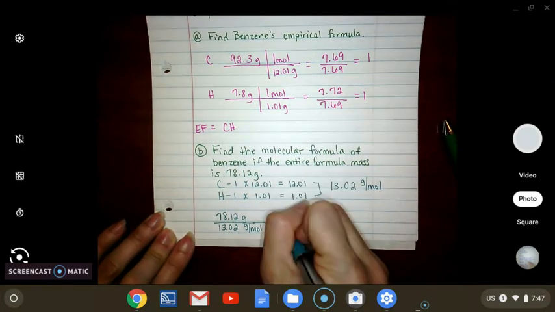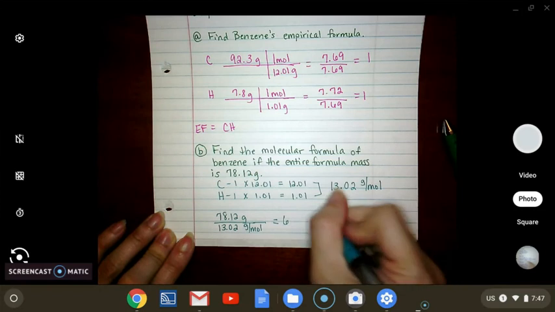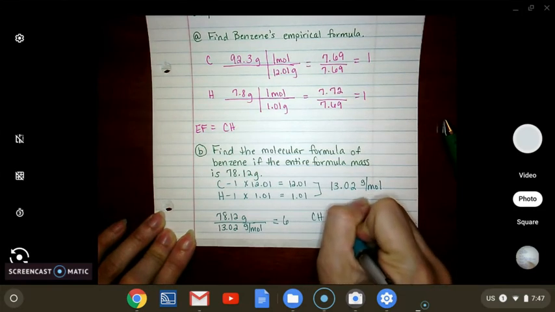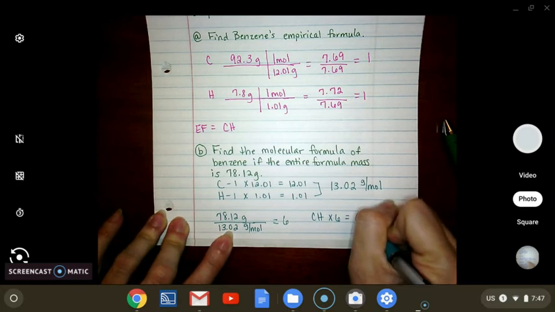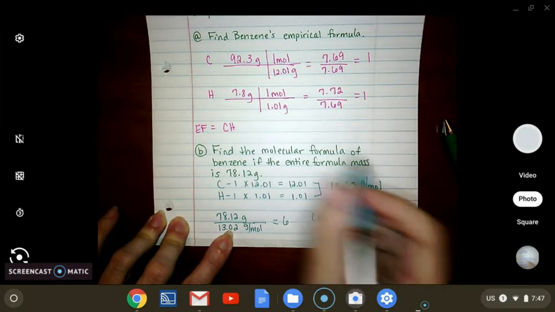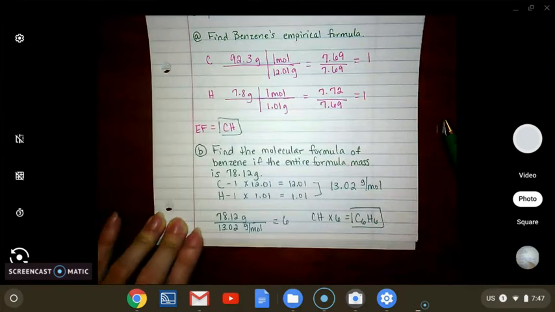And when you divide that, you get 6. So then you're going to take CH times 6, which is C6H6. So there's the second answer, and there's the first answer.